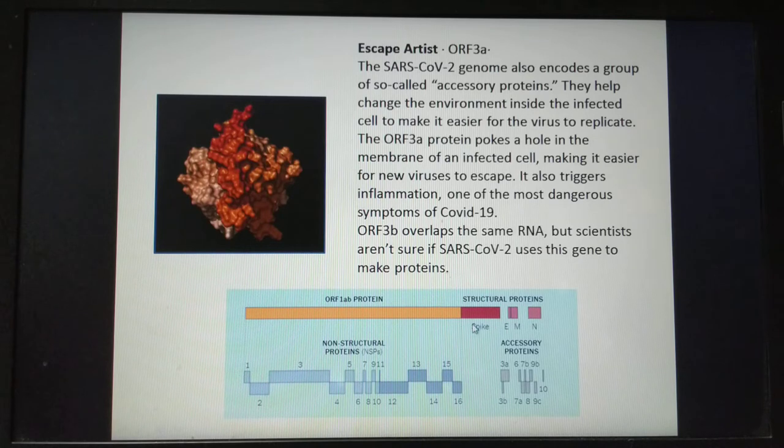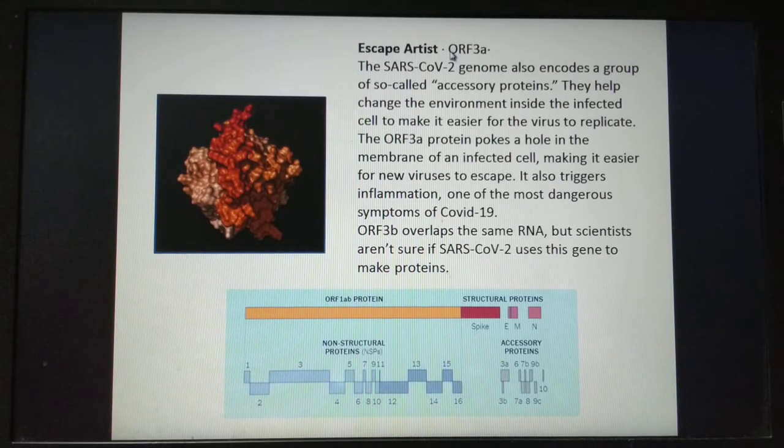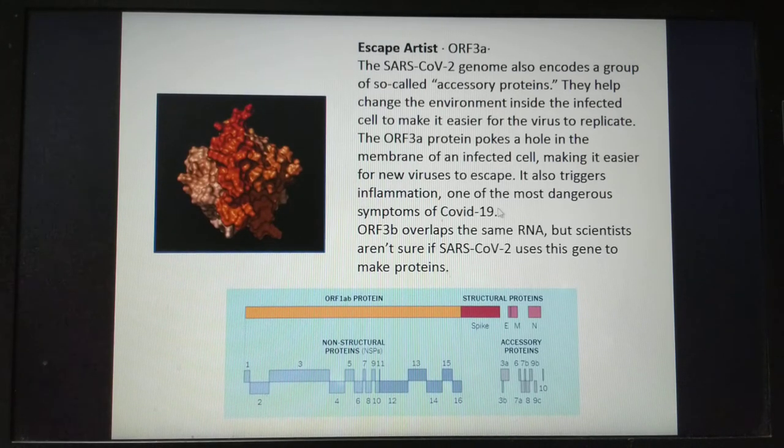There is one protein called ORF3A here, an accessory protein. They are not structural proteins. They are used for helping with a big thing, which is, as I said before, that once the virus is assembled inside the cell, it makes a hole in the human cell and comes out from its host cell. So coming out from that cell is called an escape, and they nicely named ORF3A the escape artist. This protein actually helps in making those pores by which the virus escapes the host cell and gets ready to attack the other surrounding cells.